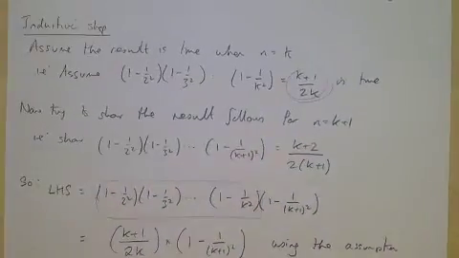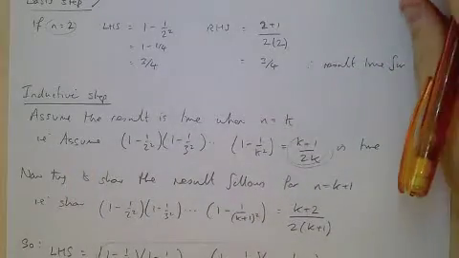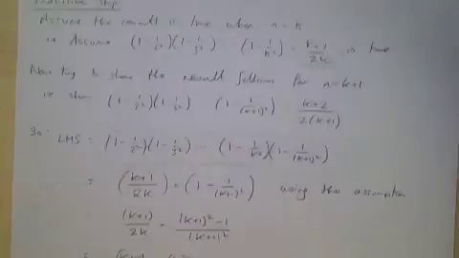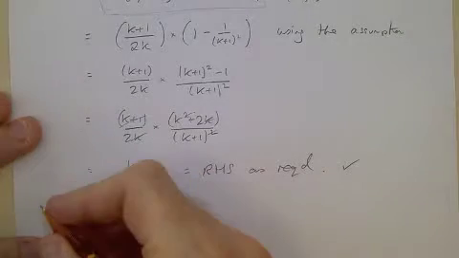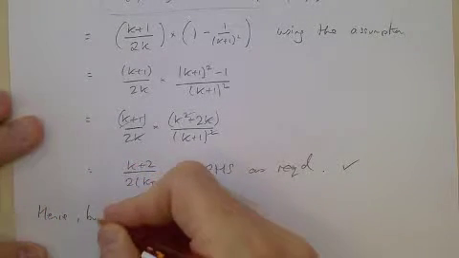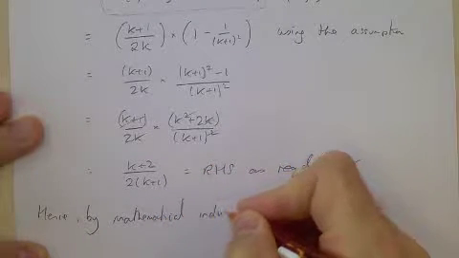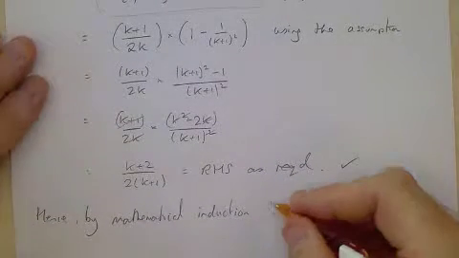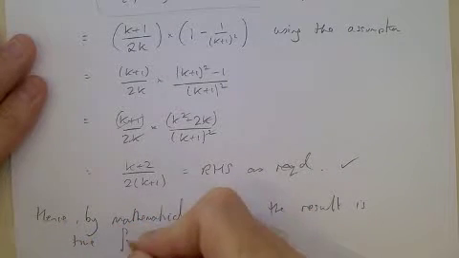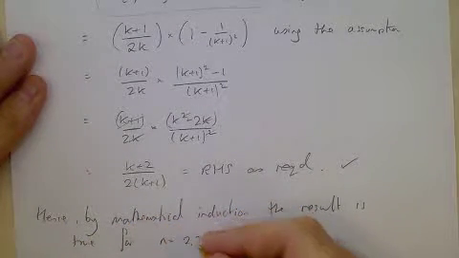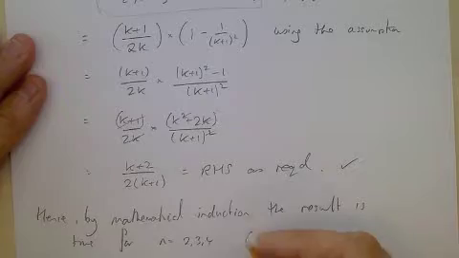But as we've talked about, both of these steps together are meaningless. I haven't finished my proof until I've claimed the principle of mathematical induction. So at the end, I still have to finish off by saying, hence, by mathematical induction, the result is true for n is equal to 2, 3, 4, n belonging to Z plus, n greater or equal to 2.